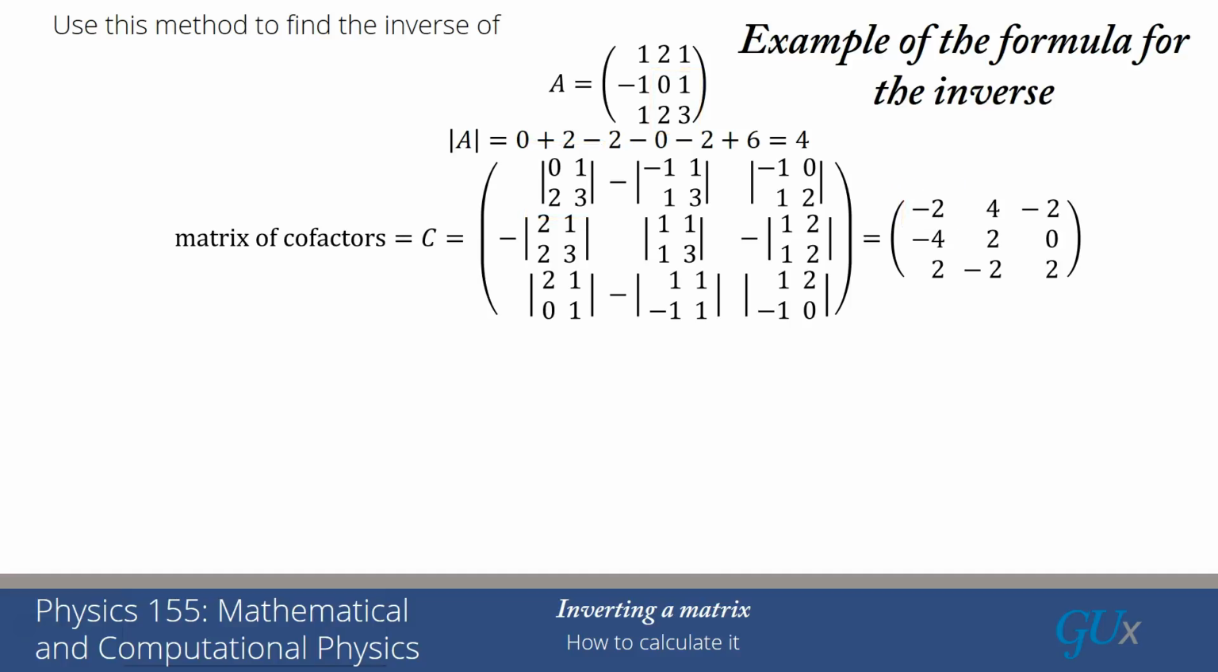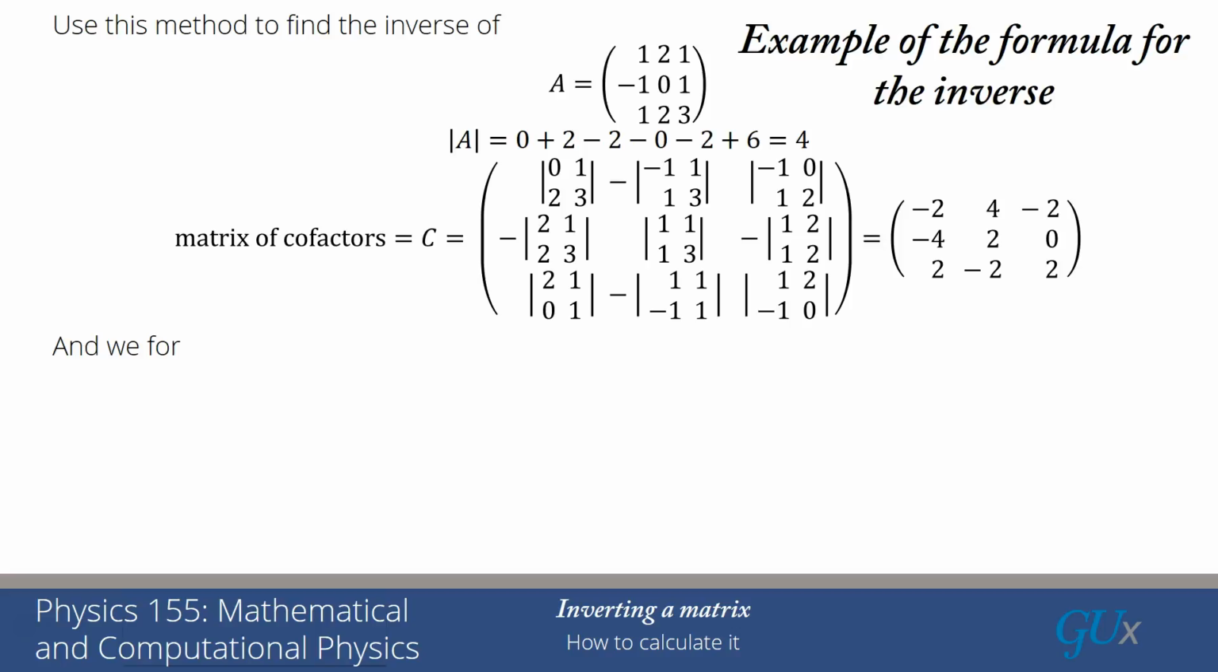The 1,2 element, I have to cross off the top row and the second column. I'm left with minus 1, 1, 1, 3. And because minus 1 to the i plus j is odd, there's a minus 1 out in front. When I calculate that determinant, I get minus 3 minus 1, which is minus 4, but then I multiply it by minus 1, and I get plus 4, and so forth. So you should verify for yourself, going very carefully through it, that you can evaluate all of the terms in these cofactors, and you get this matrix on the right-hand side: minus 2, 4, minus 2, minus 4, 2, 0, and 2, minus 2, 2.